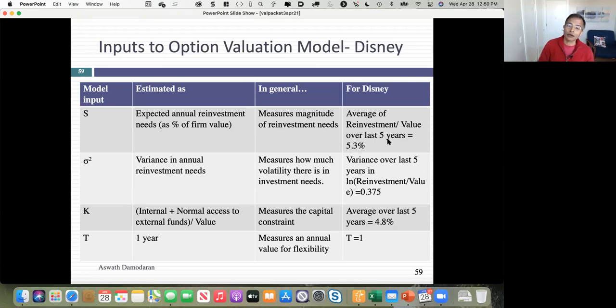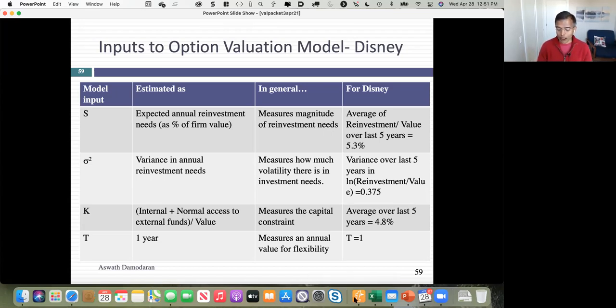So I take it every year. But that number jumped around. They did an acquisition of Cap Cities ABC in 1 year. So the standard deviation in this number was 0.375. So I have how much you reinvest and how uncertain I am about the reinvestment. In a typical year, Disney was raising about 4.8% of its value from traditional financing. It's revolving credit, it's debt, it's traditional equity, it's retained earnings, 4.8%.